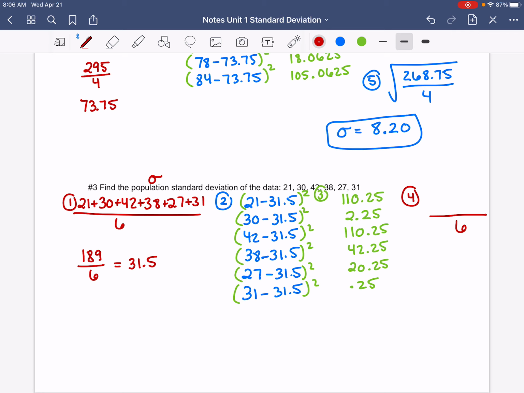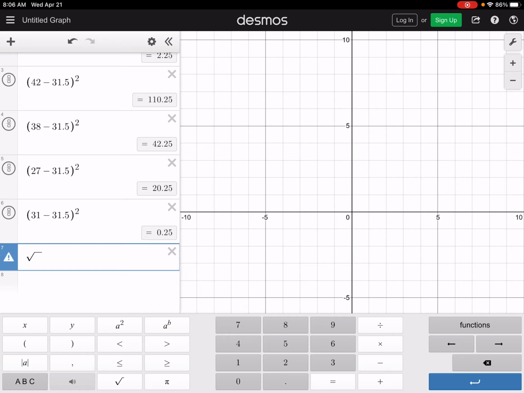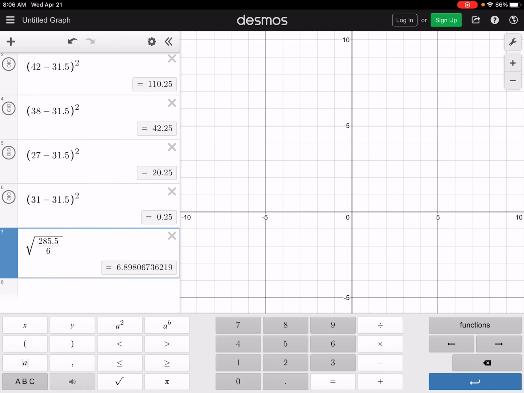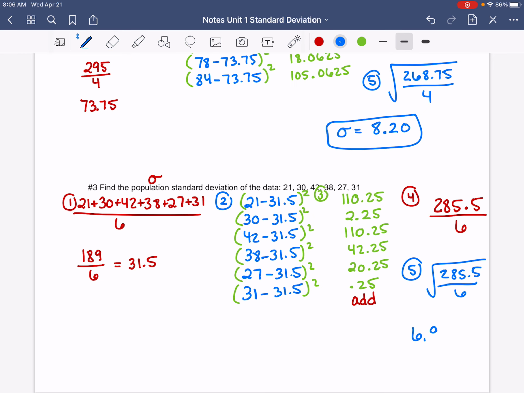So when I add those all together, I already added them together in my calculator. I'm just not going to show my work, but you would add all of these, and you get 285.5. And then our last step 5 is take the square root of that. I'm just going to put it as a fraction under my radical, so I don't have to write it as a decimal, and that's going to give me my answer. So I go to Desmos, take the square root of 285.5 divided by 6, and I get 6.89, but since the 9 after it is an 8, I'm going to round up to 6.90. And that is sigma for our piece.